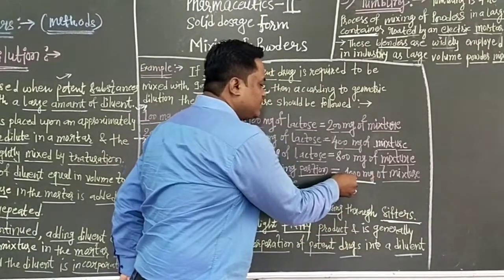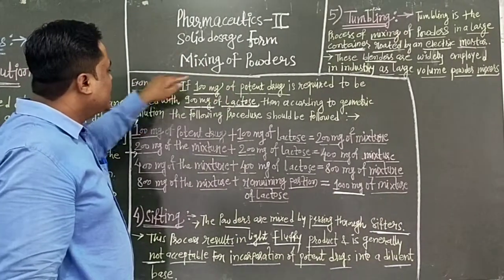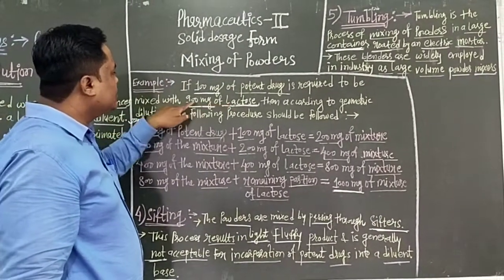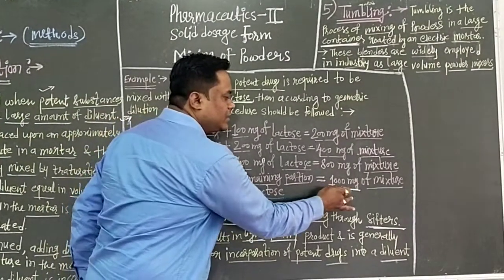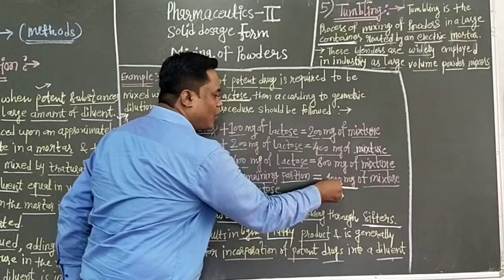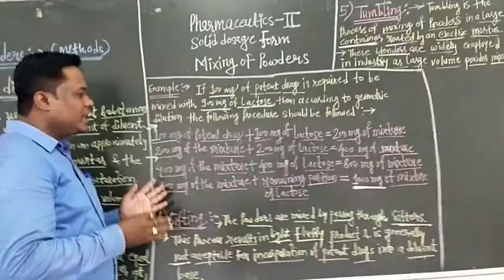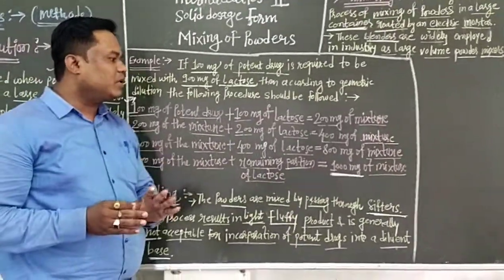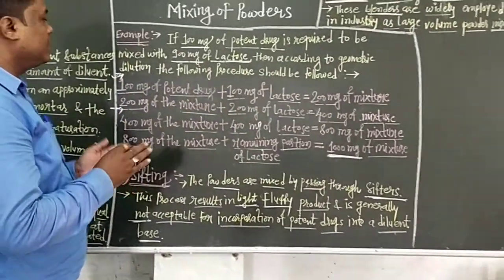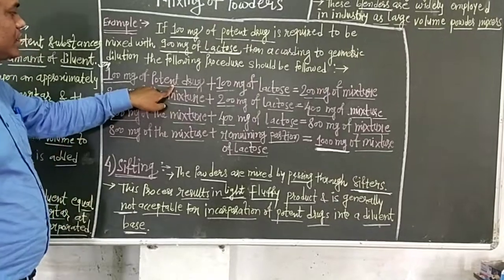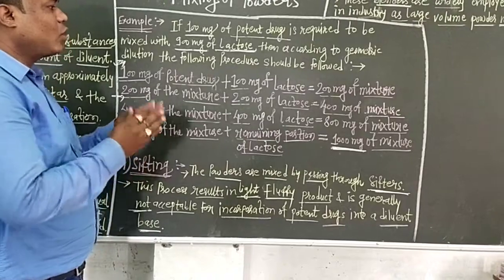The summation is 1000 mg because in this example we have to give 100 mg of potent drug plus 900 mg of lactose. 900 mg plus 100 mg equals 1000 mg, and the total 1000 mg of mixture is properly mixed with the help of the geometric dilution method. This geometric dilution method ensures the equal proportion of a small amount of potent drug, and second, the appropriate amount of lactose to ensure the proper distribution of the powder.